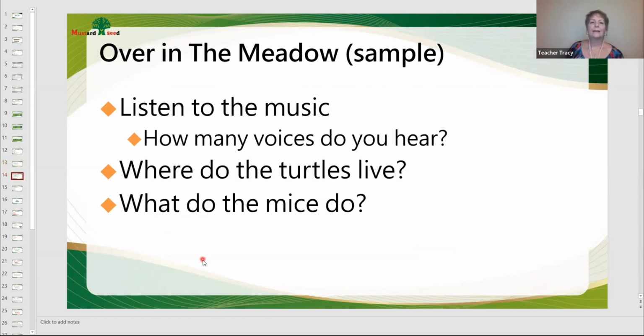All right. So this is just a sample of what you might be asked to do for questions about your reading. The first book is Over in the Meadow. So this is just a sample. We would listen to the music if there's music for it. And they might ask you questions like, how many voices do you hear in the music? And they might ask you questions like, where do the turtles live?